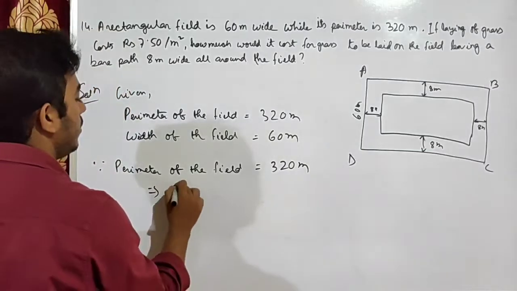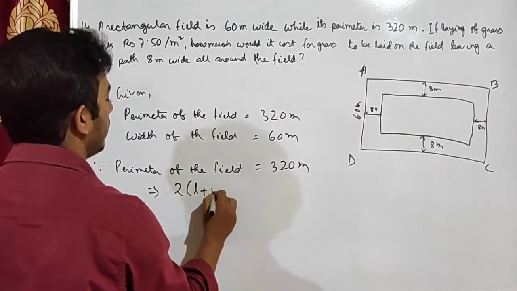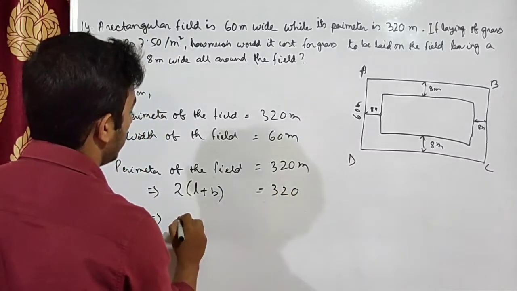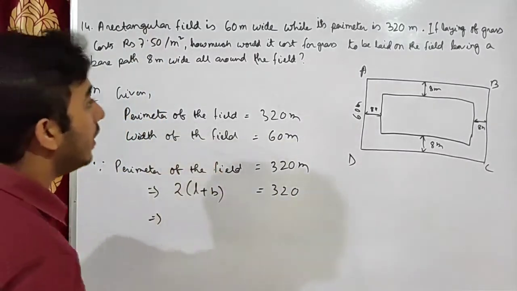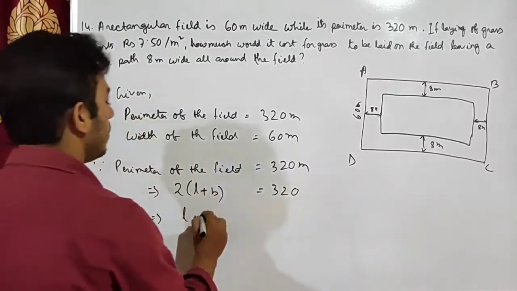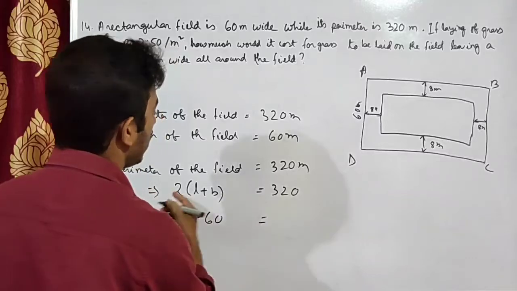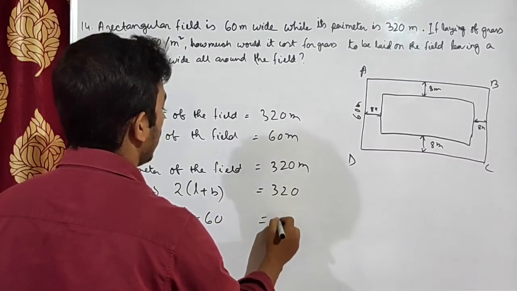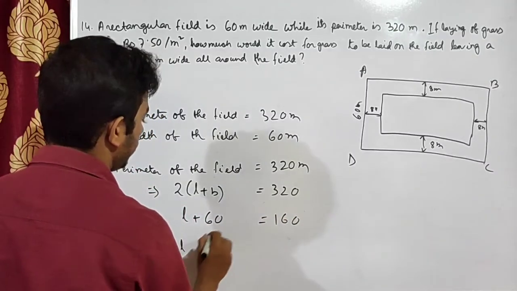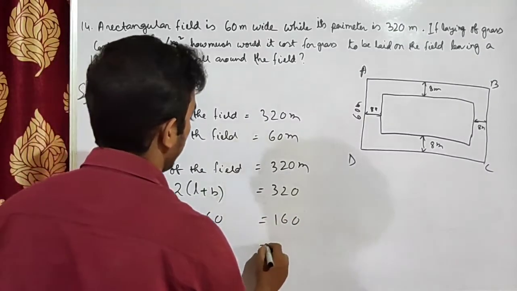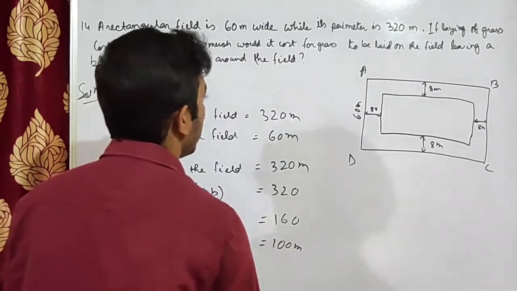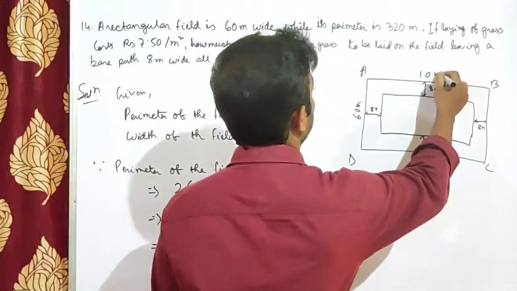the perimeter of the field is 2 into (length plus breadth), and it is 320. We have to find the value of length. So L plus B, where B is 60, equals 320 divided by 2, which is 160. So the length will be 160 minus 60, which is 100 meter. So the length of the field is 100 meter.